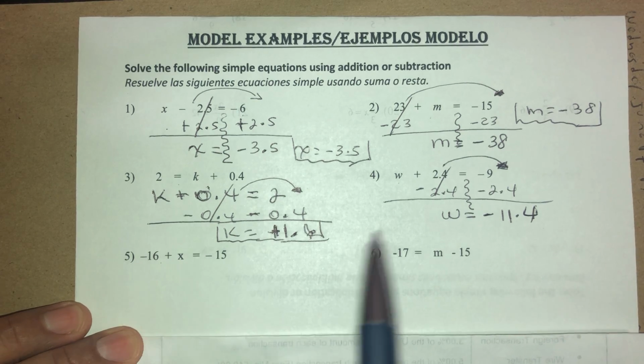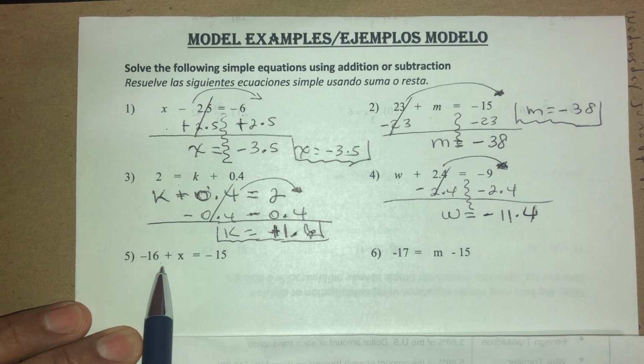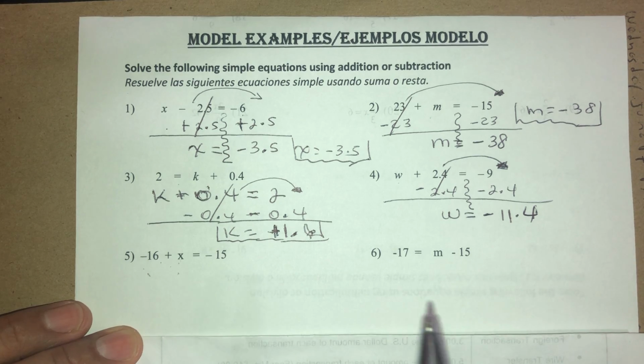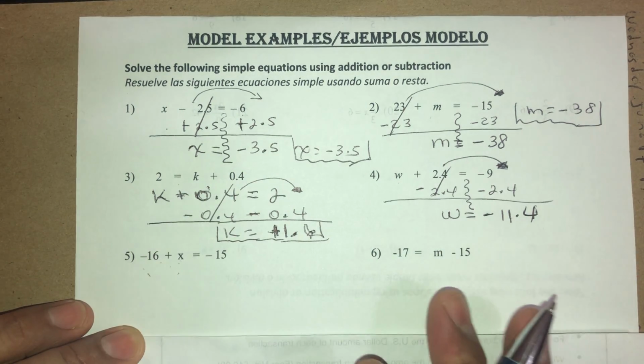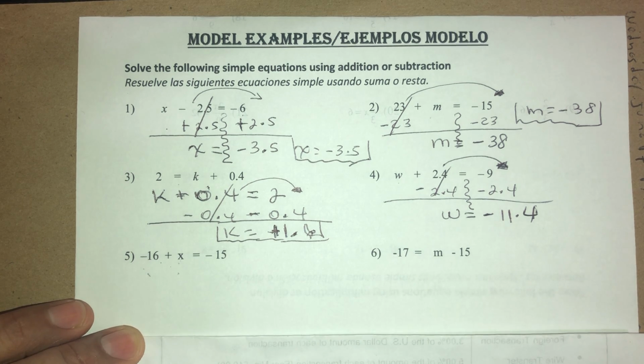You see what I mean? This one is just like that, okay? I know some kids are used to seeing the variable first, but that's not a problem. Remember, you can move everything that is around the variable. It doesn't matter on which side the variable is.